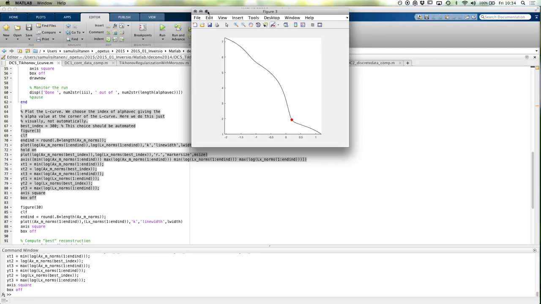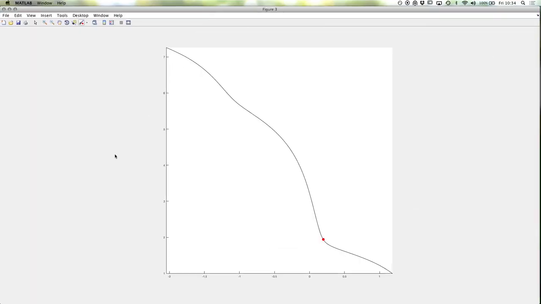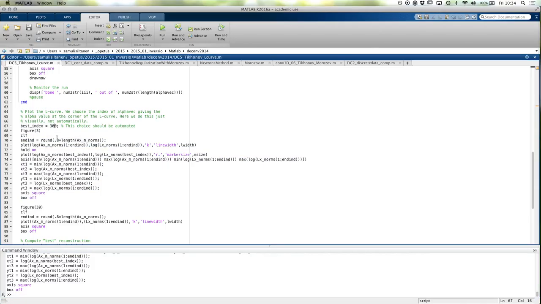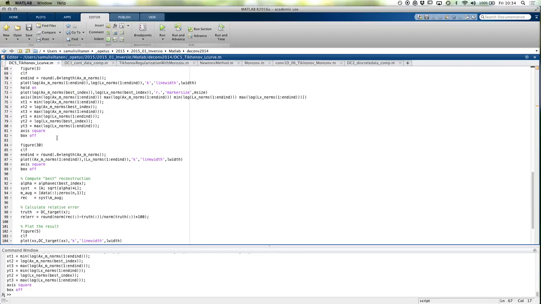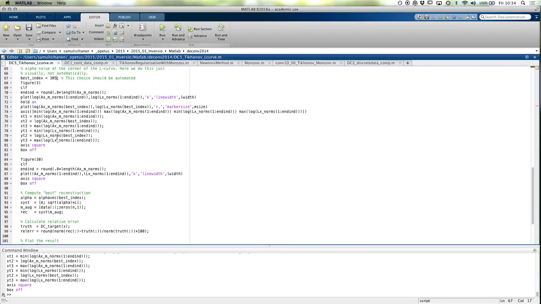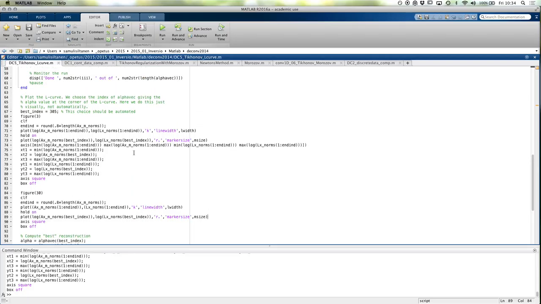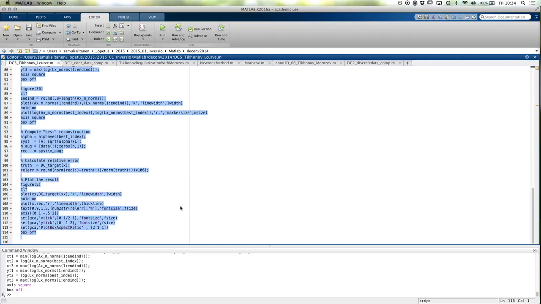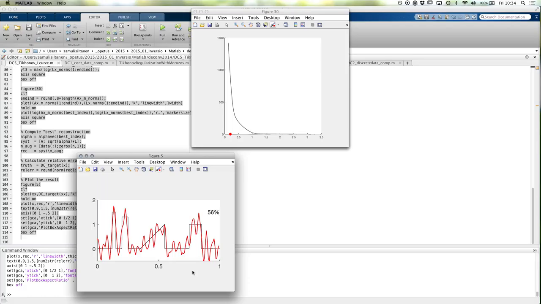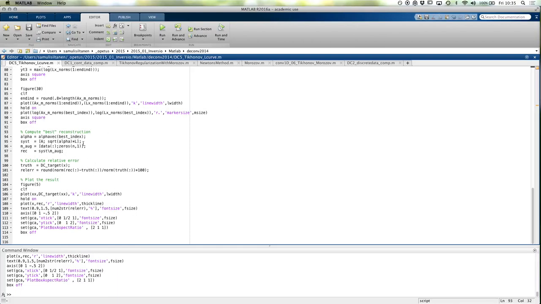Okay, so maybe that could be maybe a bit more. Sorry? Yeah, in between. Yeah. And actually, let's plot it also in the other one, without the logarithm one. Oh, sorry, yes.